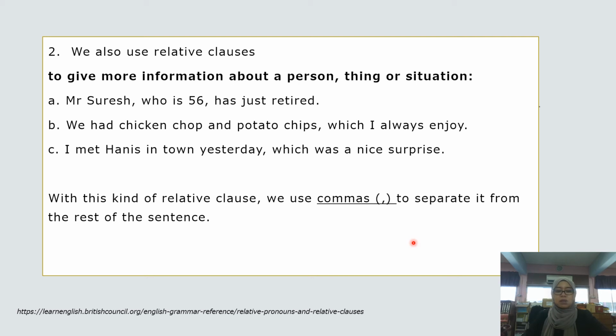Do you think you have some ideas about relative clauses by now? I hope so. We can continue with our next lesson, or next slide.